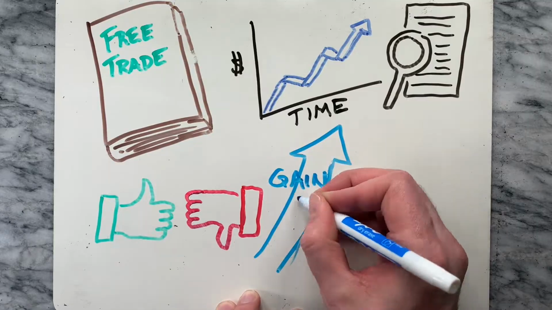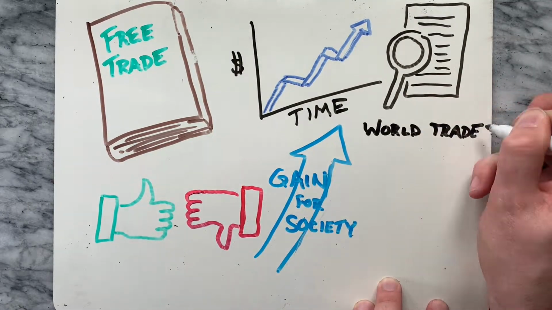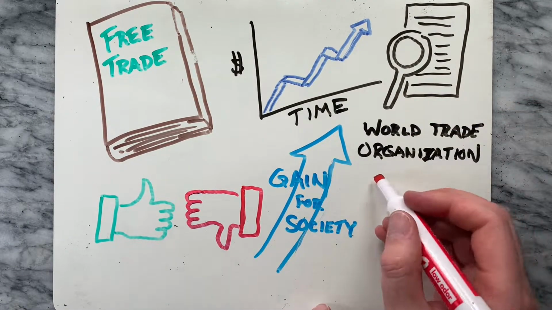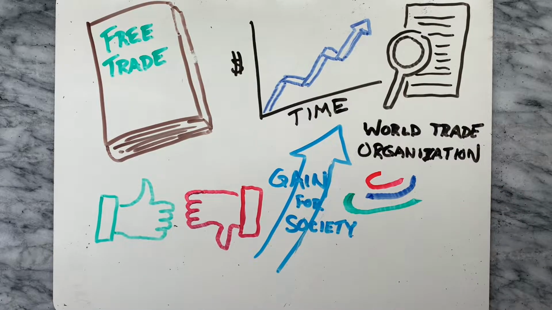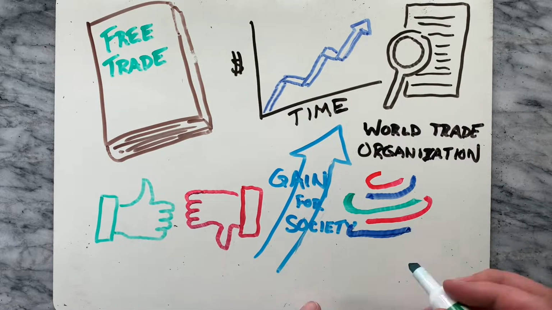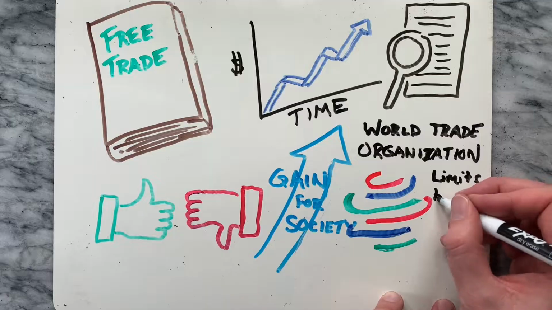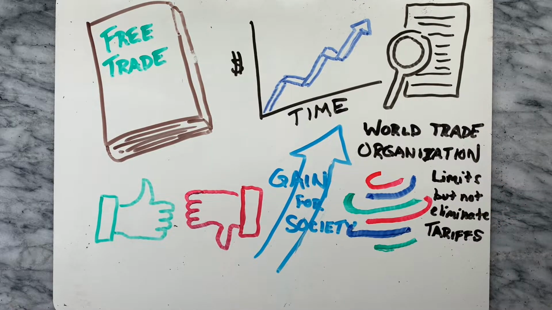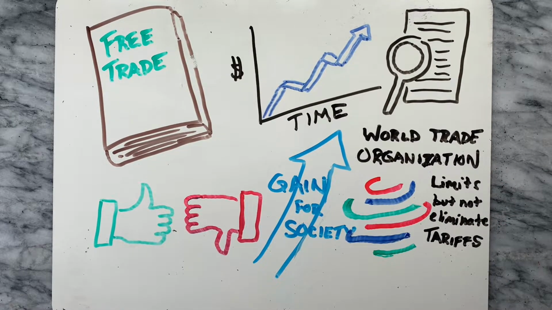Today, most countries in the world are members of the World Trade Organization, which limits in certain ways but does not eliminate tariffs and other trade barriers. Most countries are also members of regional free trade areas that lower trade barriers among participating countries.